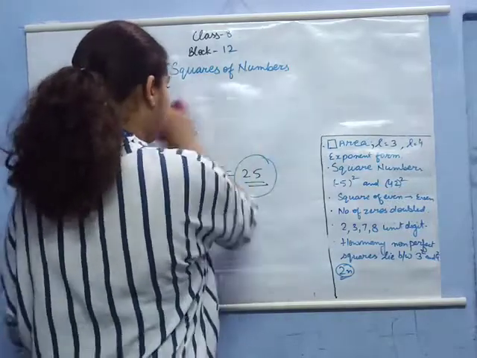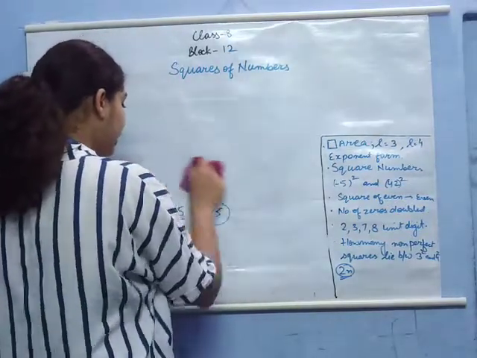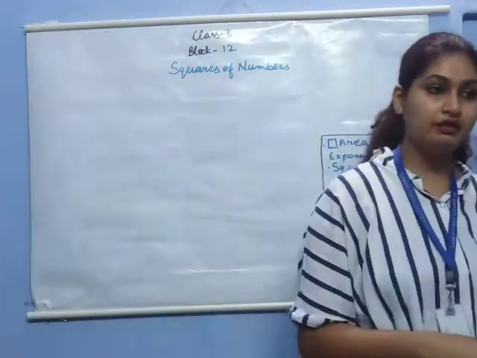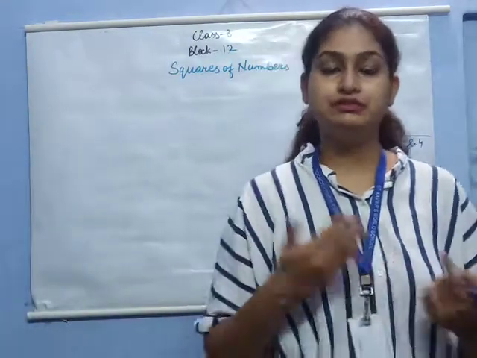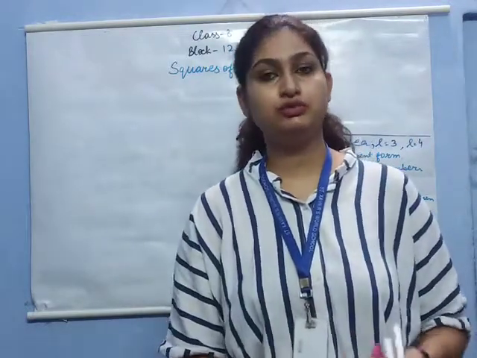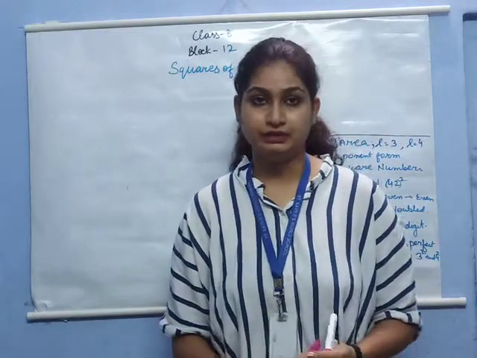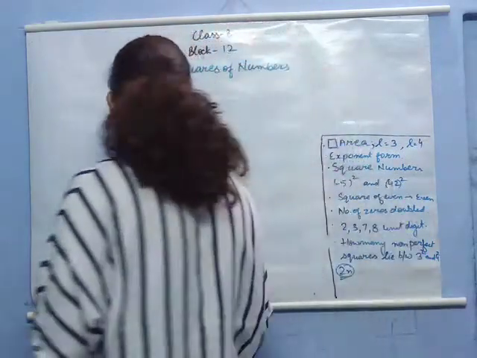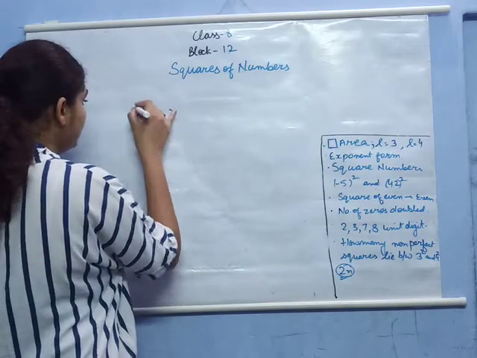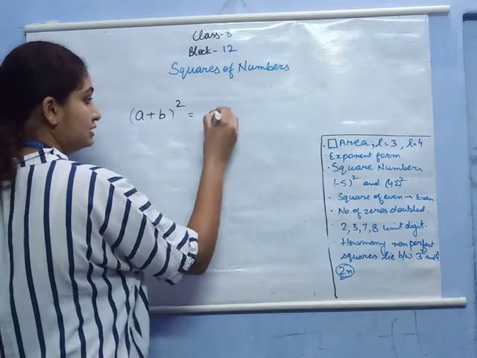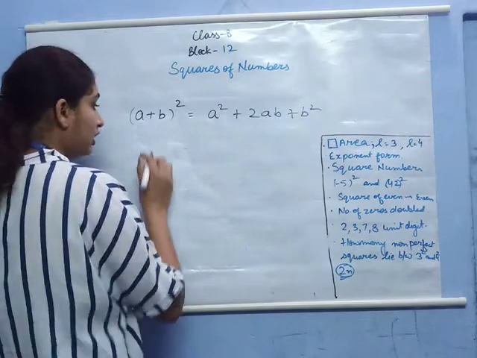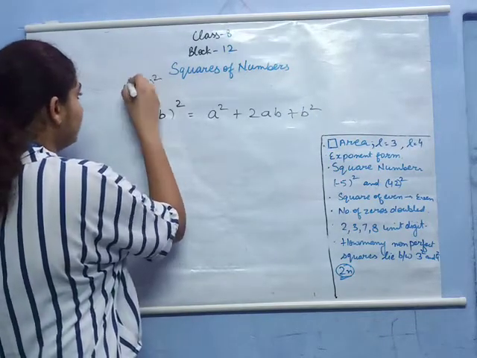Now, what will happen if we have to find the square of a bigger number? Here we are multiplying 5 with 5, 3 with 3, 4 with 4, right? But if I have to find the square of a bigger number, suppose 42, how am I going to find that? There is a property which we are going to use: (a + b) whole square, that is a square plus 2ab plus b square. I have to find the square of 42, right?